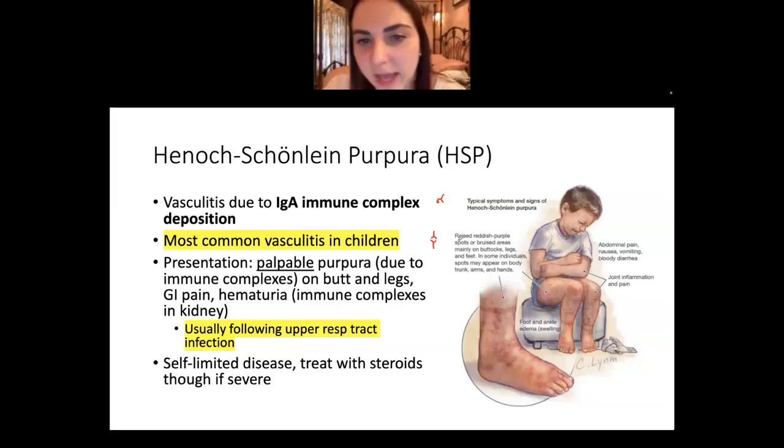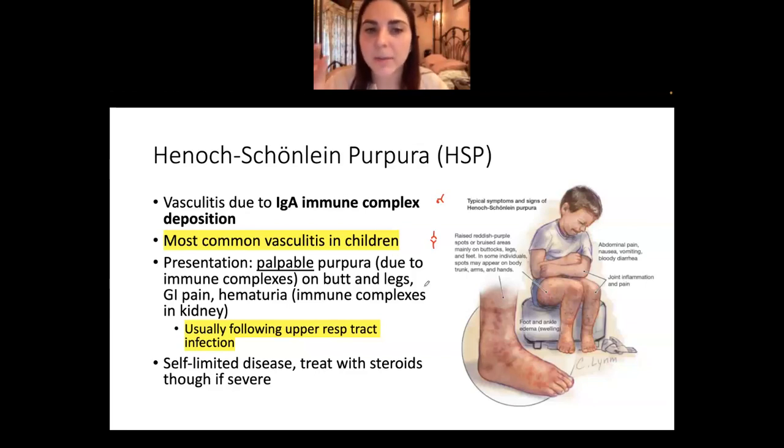This is the most common vasculitis in children, although Sketchy said Kawasaki was, so now I don't know what to believe. But Dr. Zatara says that this is the most common vasculitis, so I'm going to go with this one. The presentation is palpable purpura, but a lot of these have palpable purpura, so you can't always use that to diagnose. But if it's a child with palpable purpura on the butt and legs, let me think of HSP. It's palpable, meaning you can literally touch it and it's not flat. It feels like a nodule. Those are those immune complexes.